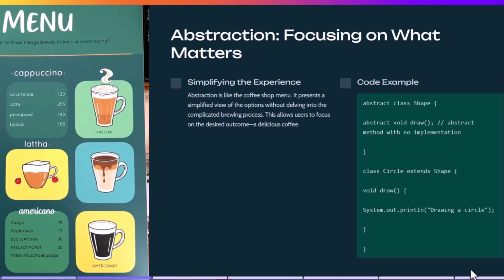In this example, the Shape class defines a general behavior, while the Circle class specifies how that behavior is executed. This separation allows for flexibility and clear code.